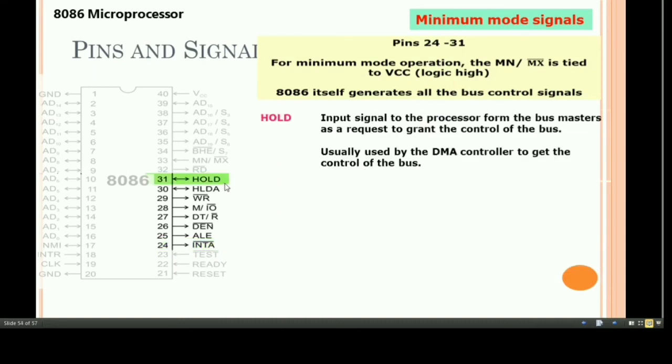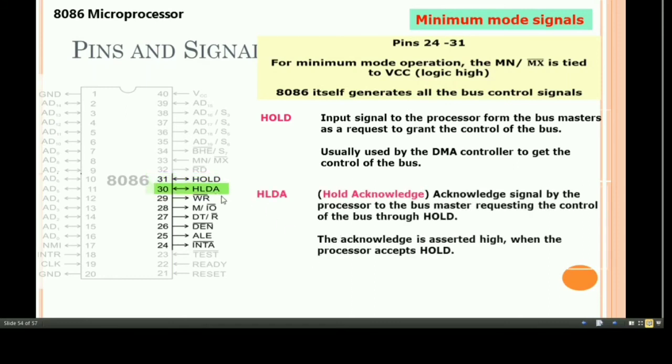Next is hold, HOLD. It is an input signal to the processor from the bus masters as a request to grant the control of the bus. For this, the hold pin is used. Usually it is used by the DMA controller to get the control of the bus. This hold pin is active high. Means by making this hold pin active high, the DMA controller can request for the system bus.